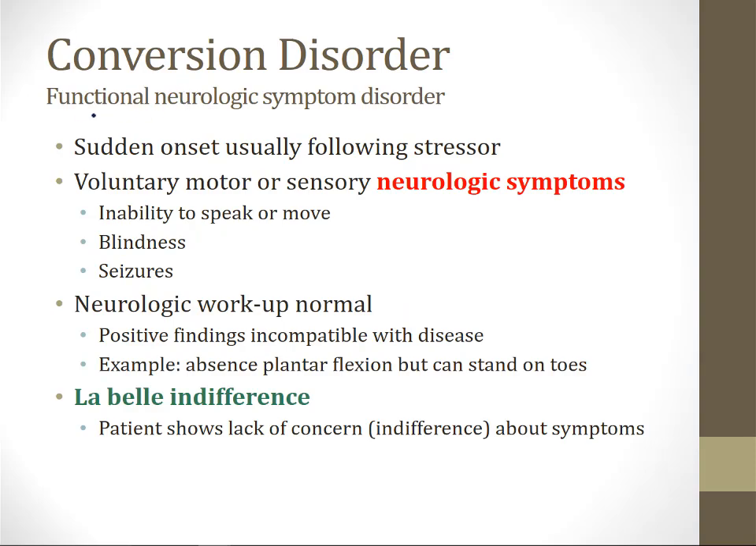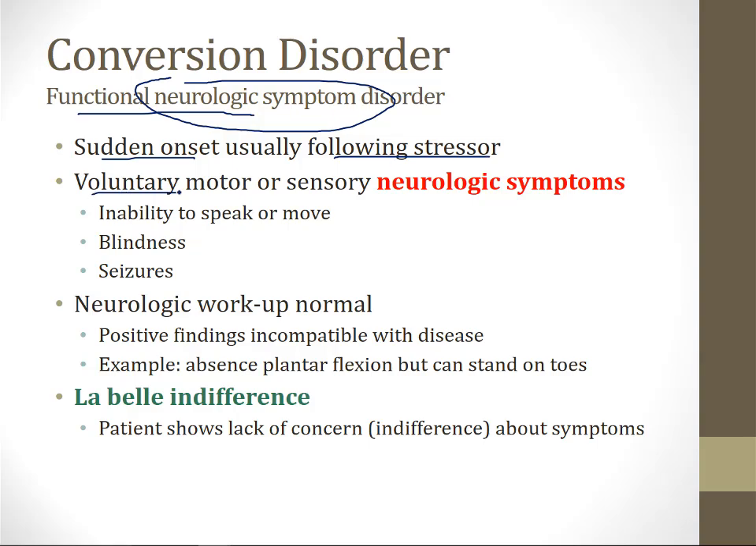Conversion disorder is also called functional neurologic symptom disorder, and it gets this name because it always involves neurologic symptoms. This condition has a sudden onset, usually following a stressor. The stressor might be a divorce or the death of a loved one or an argument with a son or daughter. This type of traumatic psychologic stressor is what often leads to conversion disorder.